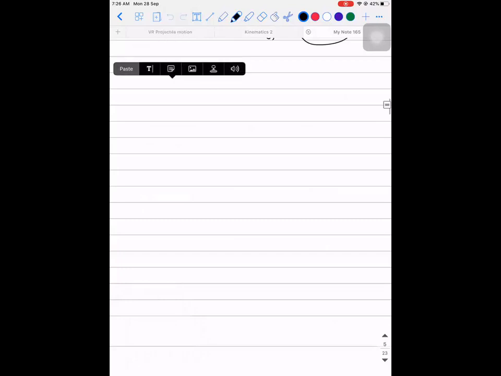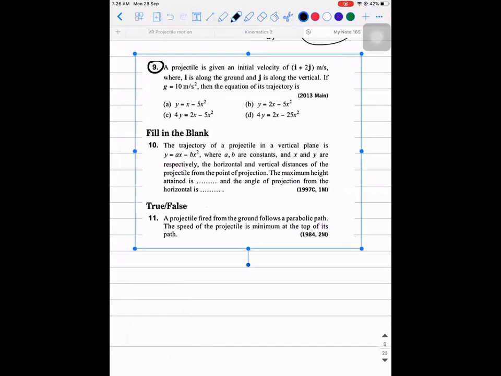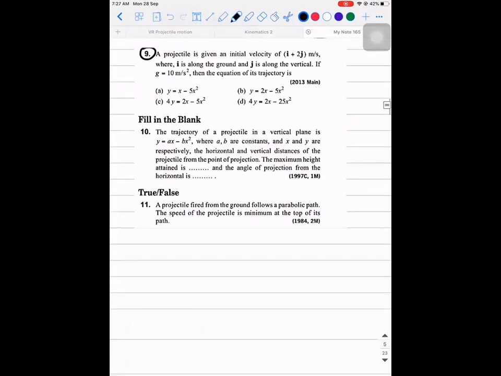I'm moving on to the next problem. Now you people have to tell me how to solve. So look at the 9th one. The question is, a projectile is given an initial velocity of i cap plus 2 j cap meter per second, where i is along the ground and j cap is along the vertical. If g is equal to 10 meters per second square, the equation of its trajectory is.